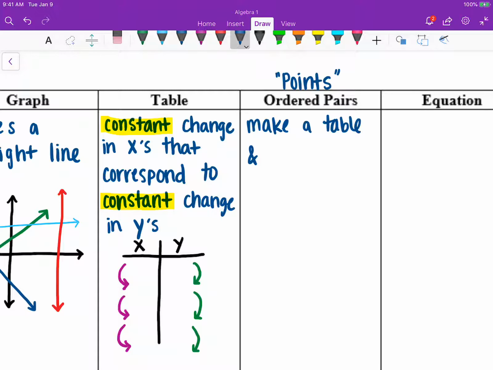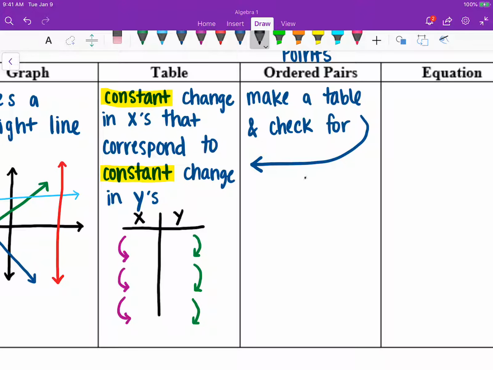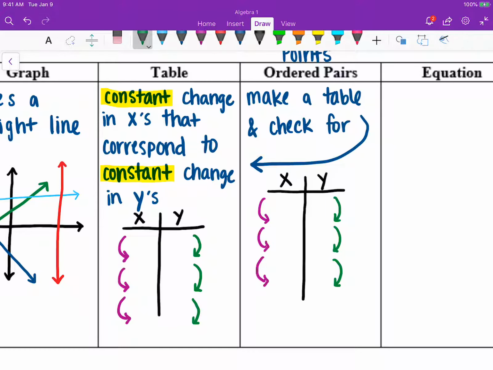And then I check for the exact same thing that I do over here. Okay. So again, I would make that table of points that they gave me using an X column and a Y column. And once I put the points in the table, I would look at how much the X's are going up by or down by each time, and I would look at the Y's as well. You'll see actual examples with numbers in just a minute.